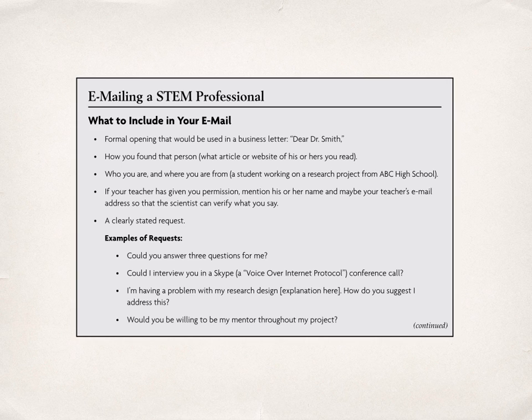And then a clearly stated request. So, for example, could you answer 3 questions for me? Could I interview you in a Skype conference call? I'm having a problem with my research design. You've got to be specific. And then how do you suggest I address this? Would you be willing to be my mentor throughout my project? And then you put your contact information. You say sincerely yours or sincerely, acknowledging the person's expertise and making sure the person knows you value his or her time, and then sign off.